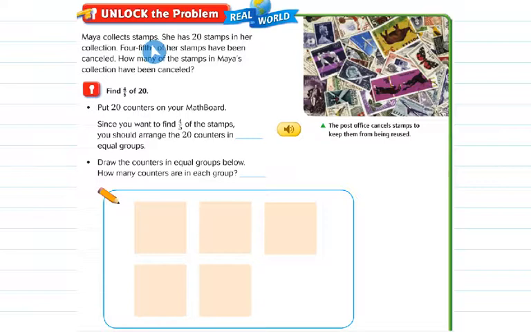Maya collects stamps. She has 20 stamps in her collection. 4/5 of her stamps have been canceled. How many of the stamps in Maya's collection have been canceled?